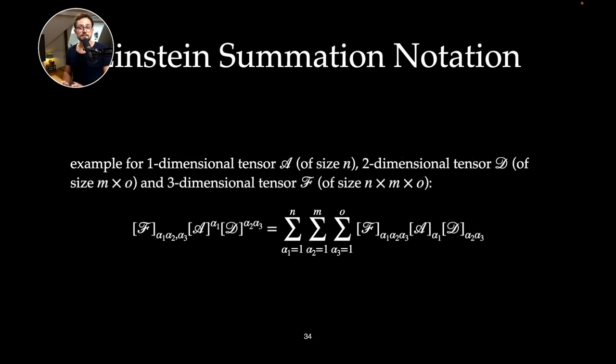And my last example for a vector of size n, a matrix of size m and o, and a three-dimensional tensor of size n, m, and o. Again, alpha 1, alpha 2, alpha 3, used first as a subscript, then as a superscript on those individual terms, is equivalent to me computing the threefold sum here. Alpha 1, alpha 2, alpha 3 become the index numbers. They go up to the first, the second, and the third dimension of F, and I'm accessing the entry here of F, the entry alpha 1 of A, and the entry alpha 2, alpha 3 of D.